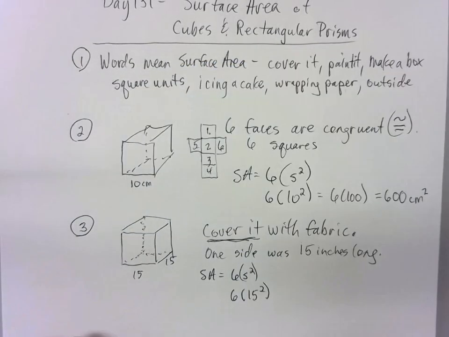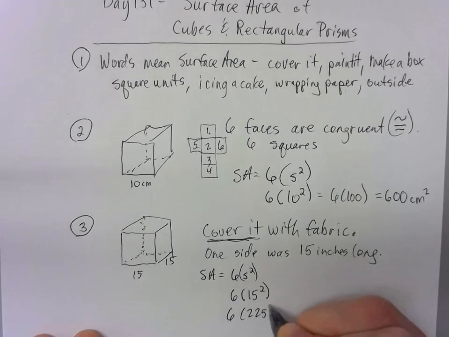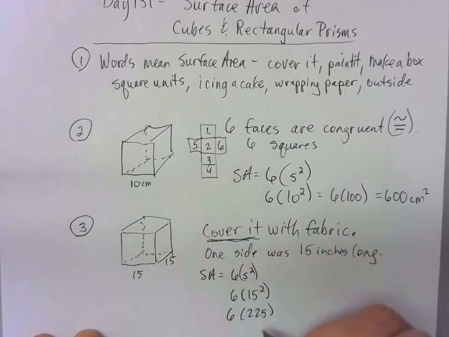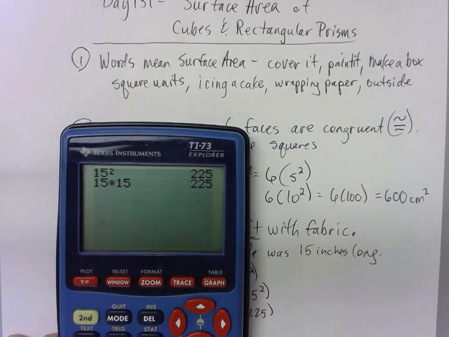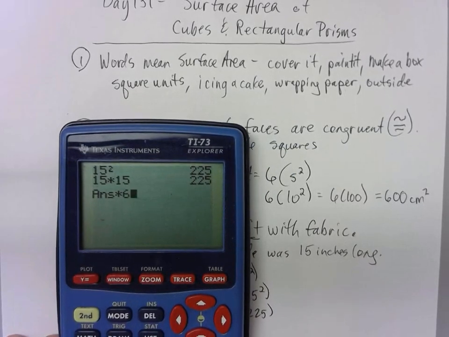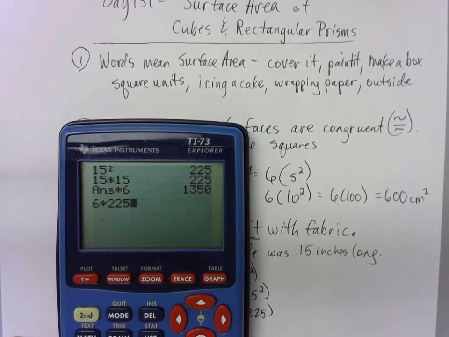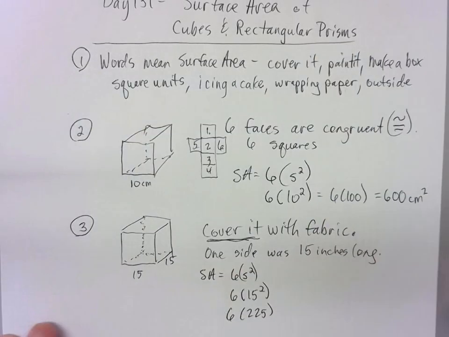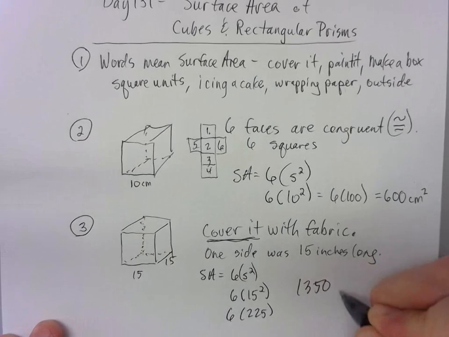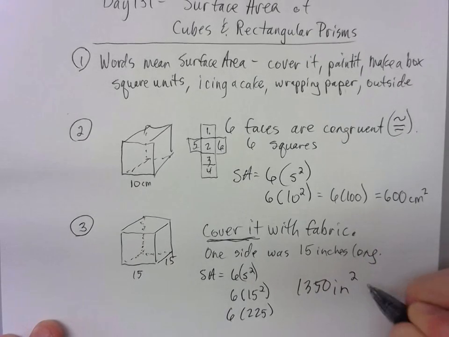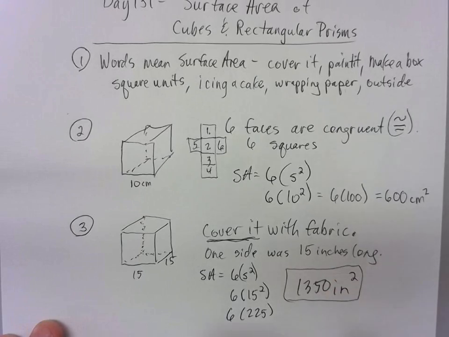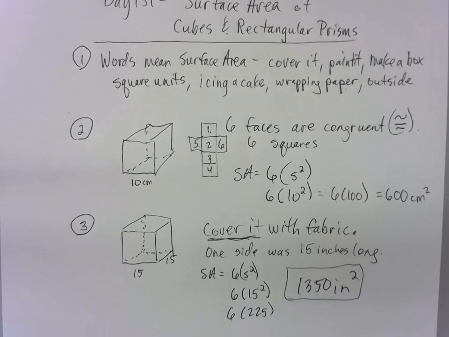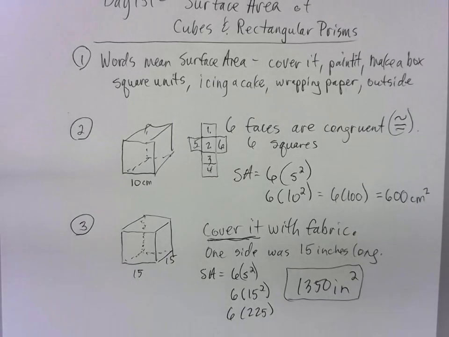All right. So we know that one side would be 225. There are 6 of them, like we talked about up here. All 6 of them are the same. They're all congruent. So 6 times 225. So I can just take that and multiply it by 6. And you can see you get 1,350. And that would be inches, because we got inches right there, squared. So if you're going to cover that with fabric, that would take you 1,350 square inches.